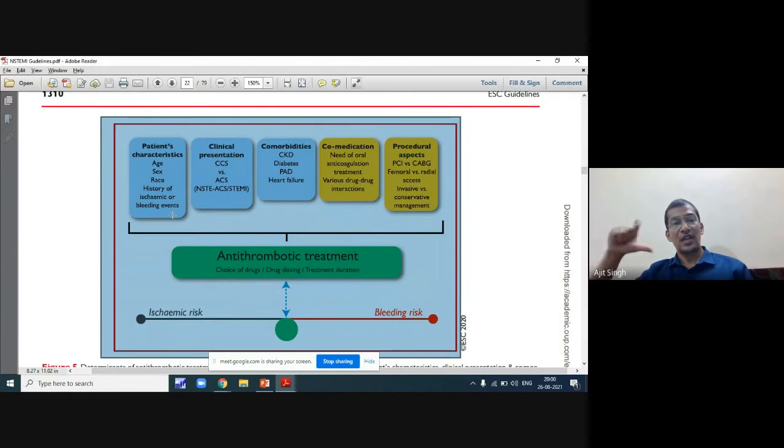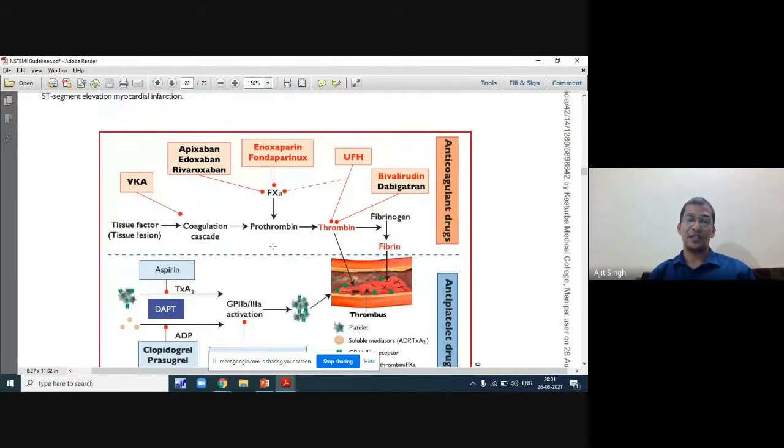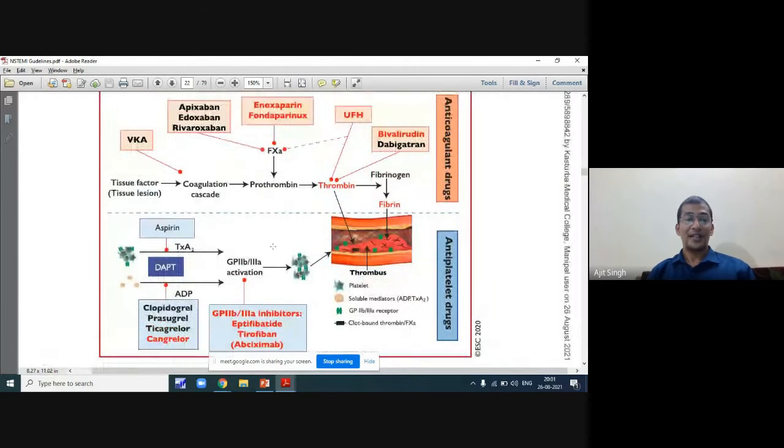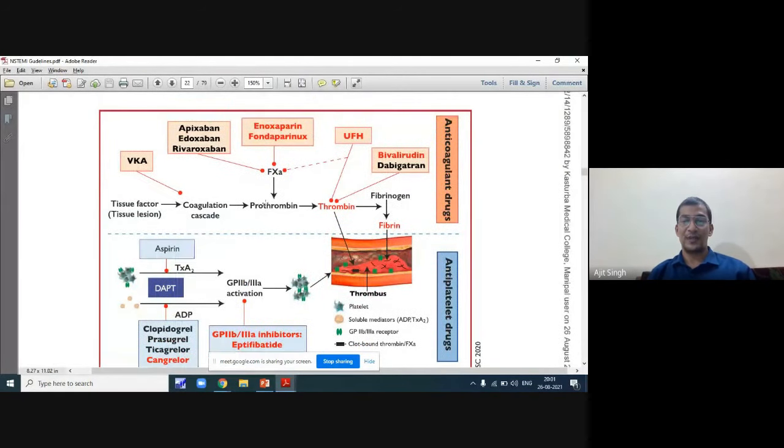So you have to check all the clinical presentations and all the comorbidities. If the patient is diabetic, or in heart failure, or has CKD, you should not give antithrombotic treatment, because bleeding risk will be high. Bleeding risk will be high, right? So in that case, you should avoid that. So they have given nicely when you should give and when you should not give. And see, this is how they are treating the patients.